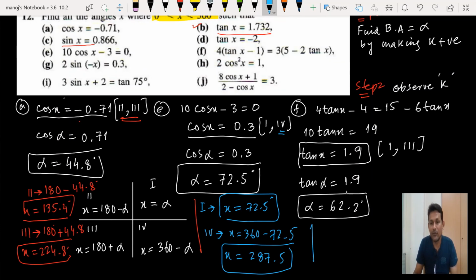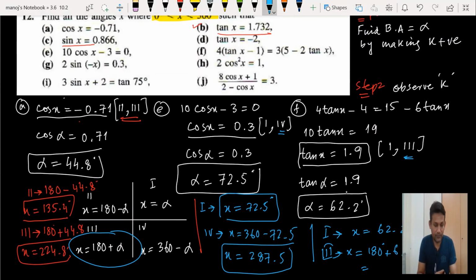The same thing in the first quadrant, x equals to the same 62.2. And we are in the third quadrant. In the third quadrant, what we do? Third quadrant, we have 180 plus alpha. So x is equals to 180 plus alpha, 62.2. So the answer is coming 180 plus 62.2, 242.2.